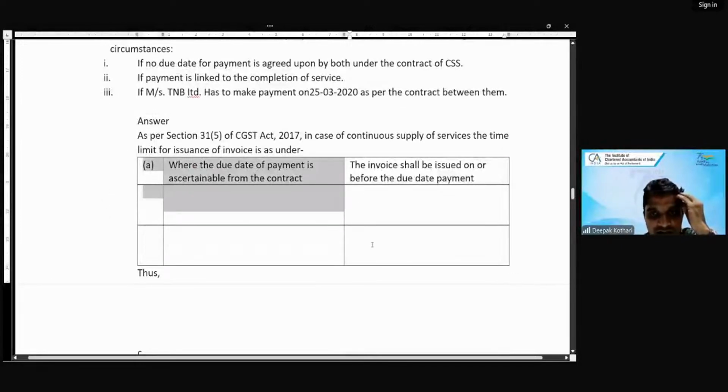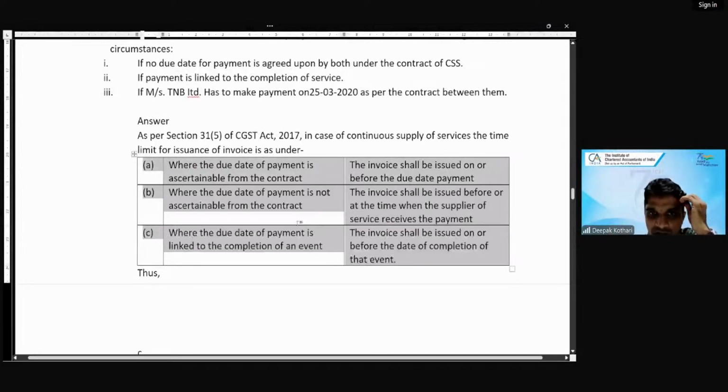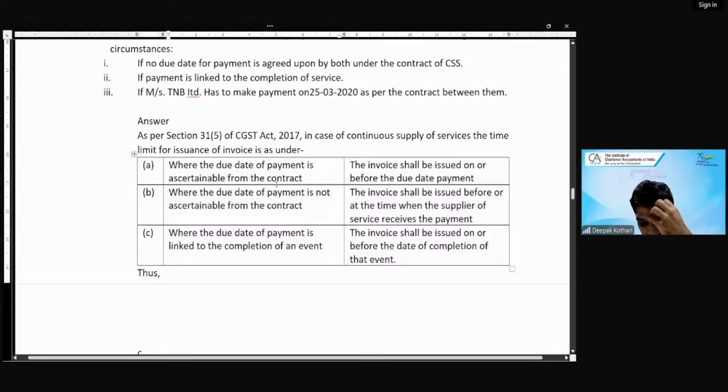So we have three instances under this law. Where the due date of payment is ascertainable, the invoice shall be issued before that date. When the due date is not ascertainable, the invoice shall be issued before or at the time when the supplier of service receives the payment. Where the due date of payment is linked to completion of an event, then the invoice shall be issued on or before the date of completion of that event. Of course, you don't have to mention it, just for your understanding.